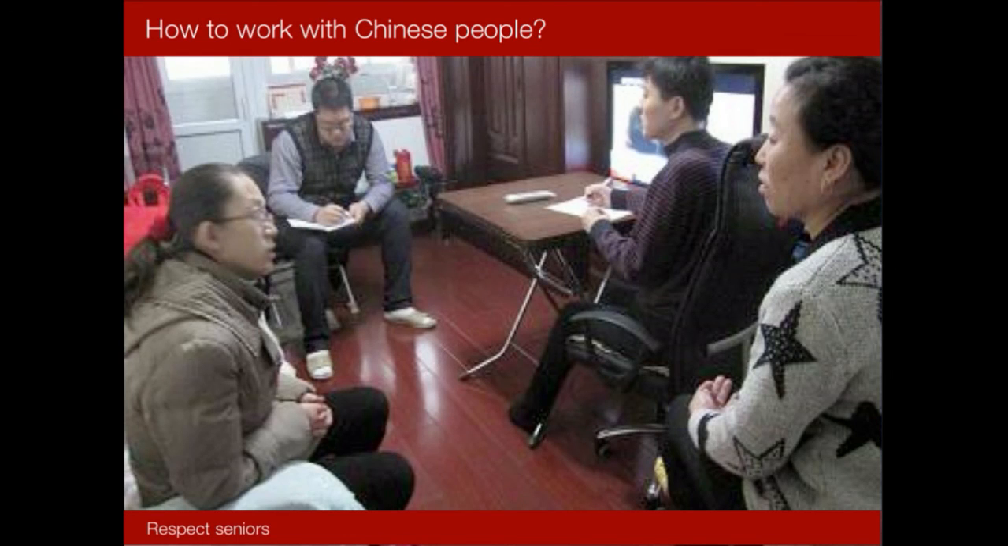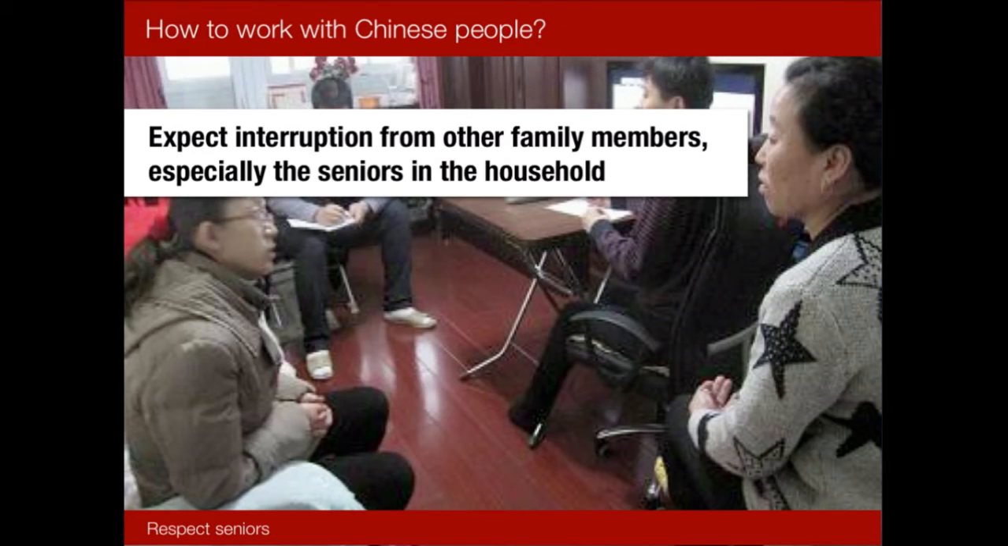As I explained before, the elderly are heavily involved in their children's lives. There is also not much concept of privacy in China. When doing user research in China, you should expect interruptions from other family members, especially the seniors in the household. They're going to be there. Look at this picture, the mom on the right-hand side is actually participating and listening to what you're doing as well.